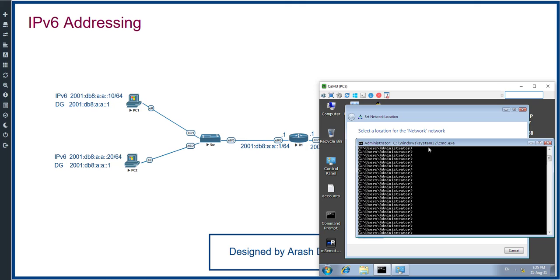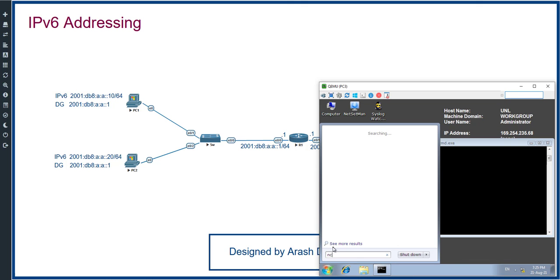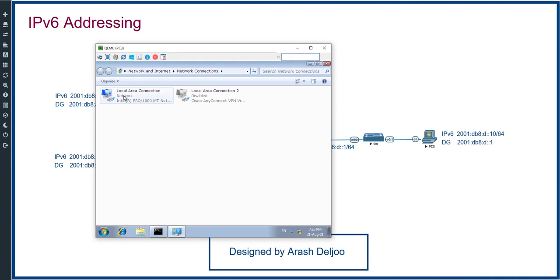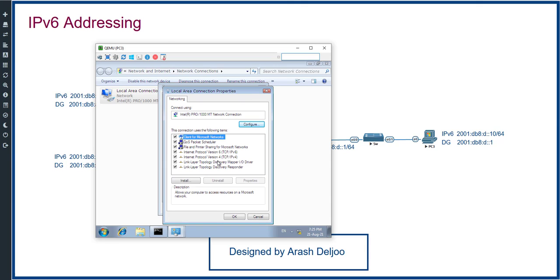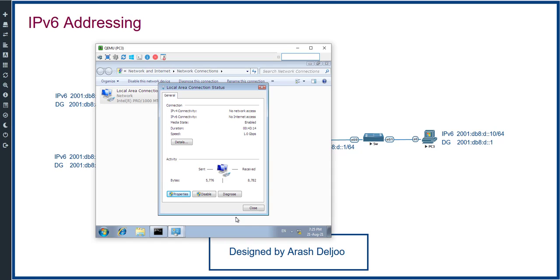This is the PC3. And here I'm going to configure the IP address of the interface of PC3 with IPv6 address here. Okay, again TCP IPv6. Use the following IPv6 address: 2001:db8:D:10. Okay, after that /64, the gateway is 2001:db8:D:1. That's it, and this is the configuration of the PC3.